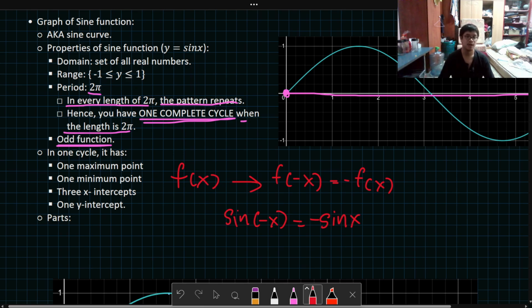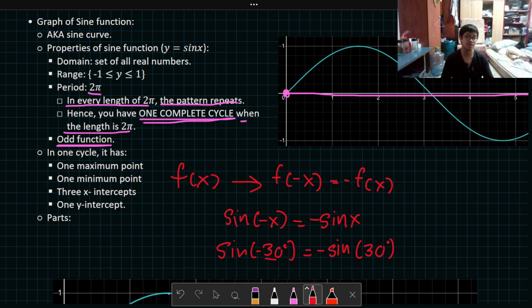Let's experiment by substituting something for x. Let's say negative 30 degrees, and then the same thing with 30 degrees instead of negative 30 degrees. So what is sine of negative 30 degrees? Negative 30 degrees is basically the same as 330 degrees. So sine of 330 degrees, or sine of negative 30 degrees, that's basically one half, okay? That's basically negative one half, all right? Wait, am I right?